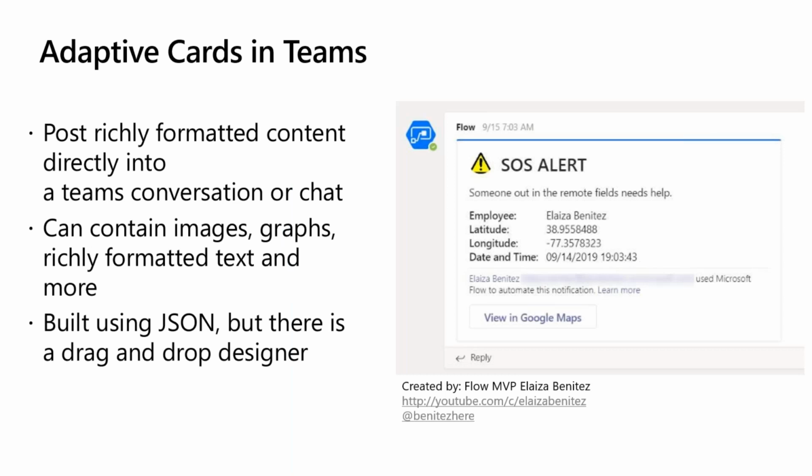All right, so now we're going to talk about adaptive cards in Teams, because these allow you to take action in Teams in a nice organized way. They post richly formatted content into conversations or chat. They can contain images, graphs, richly formatted text. This is an example of an adaptive card being used in Teams.